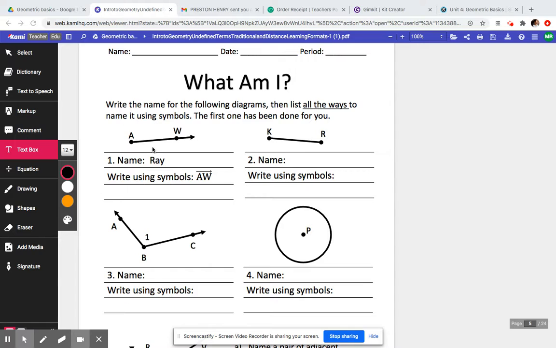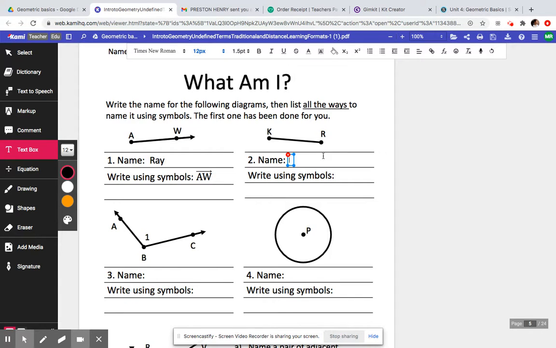The first one we see here is a ray, and we know it's a ray because we don't have an arrow on this left side next to the A. We would write this symbol with no arrow at the left side, and AW. We have to keep it in this order because our ray starts at the point A and goes right forever and ever. So ray AW is the symbol we would write right here.